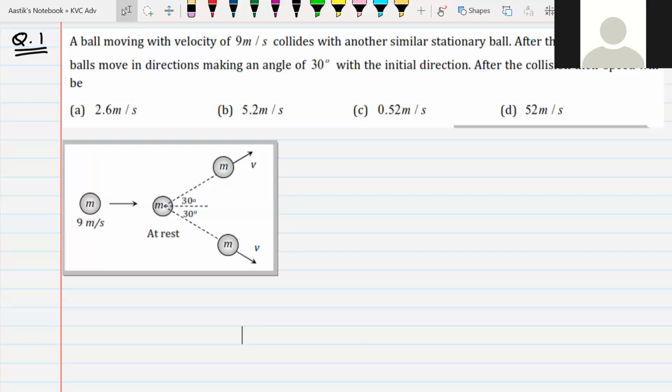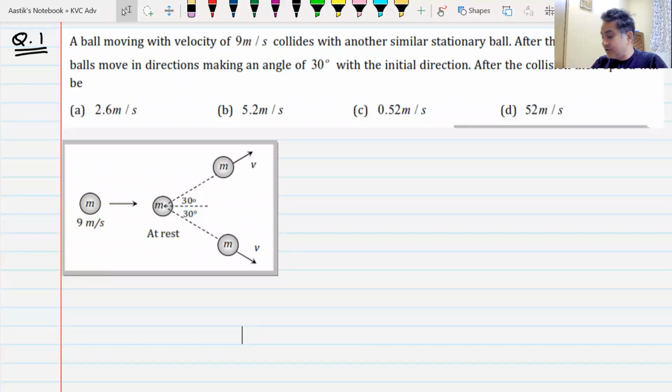Sir, it's B, sir, 5.2 meter per second. And you can see from my smile that is the correct answer. That is correct. Good. So what do you need to do if you understand this thing?